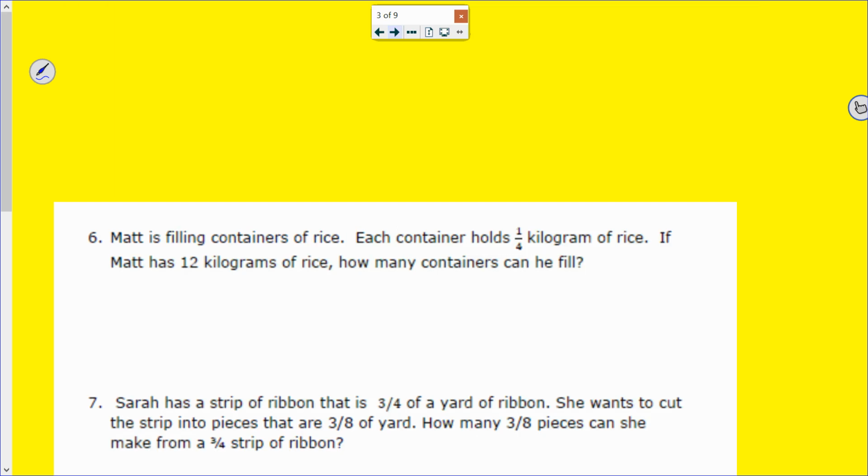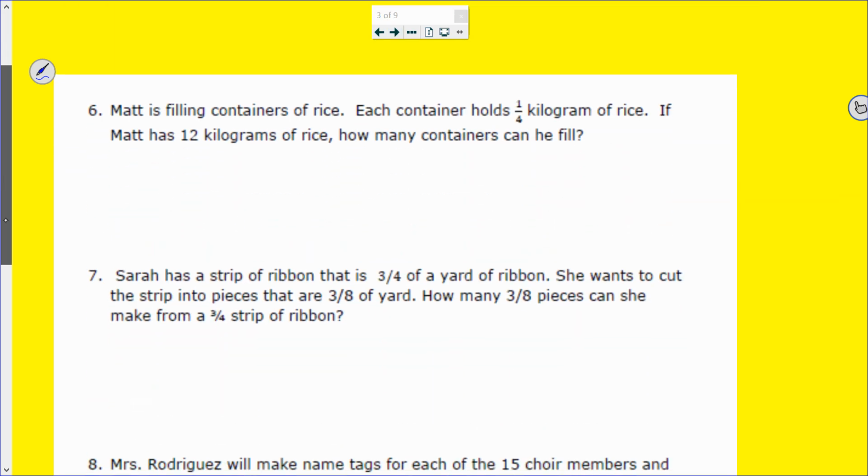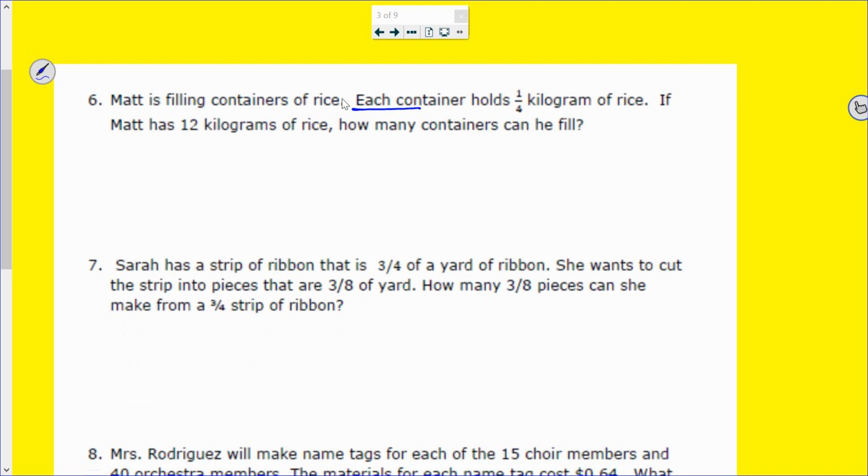Number 6, Matt is filling containers of rice. Each container holds 1/4 of a kilogram of rice. He has 12 kilograms. How many containers can he fill? So again, you're starting with a whole, which would be 12 kilograms, and you want to know from that 12, how many times can I divide it into these 4th kilogram containers?